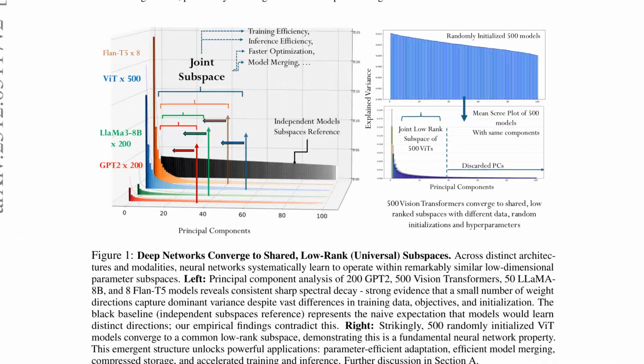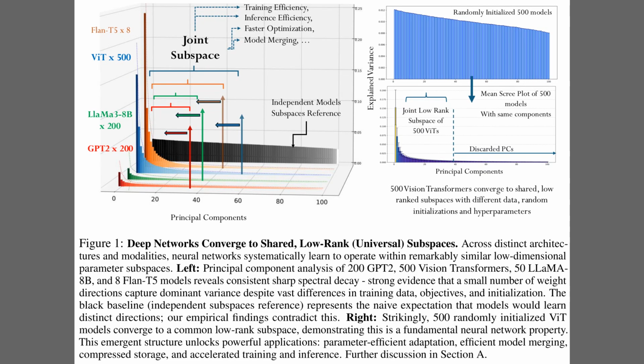So that headline claim about a tiny shared weight space gets visual support in Figure 1. The large left panel shows principal component curves for many language and vision models, all dropping sharply so that just a few components explain most variance, while the black baseline would look much flatter if models used independent directions. On the right, the top plot shows randomly initialized vision transformers, and the bottom plot shows that after training, all 500 models collapse into the same low-ranked subspace, leaving many discarded principal components.